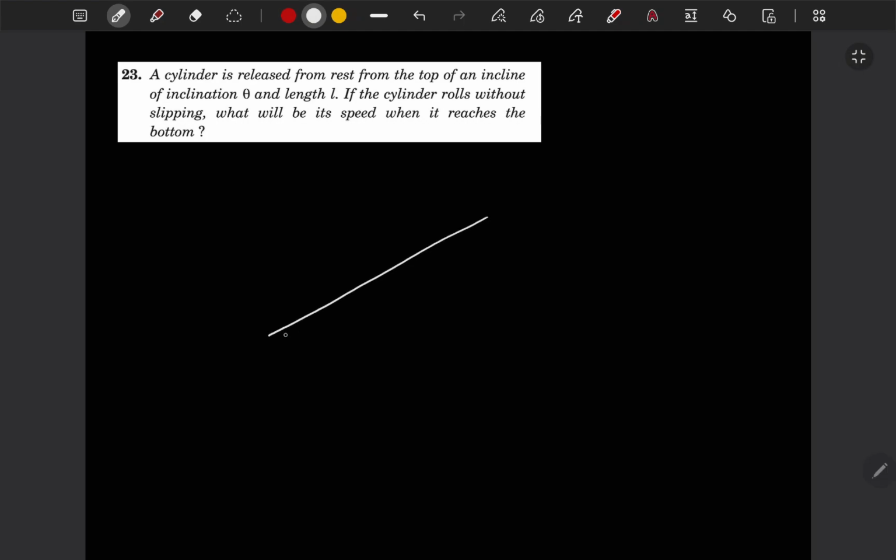There is a cylinder which is released from rest from the top of an incline of inclination theta and length L. If the cylinder rolls without slipping, what will be its speed when it reaches the bottom? So there is a rolling cylinder going down. How much speed does it acquire? They have given the inclination angle theta and the length L of this incline.